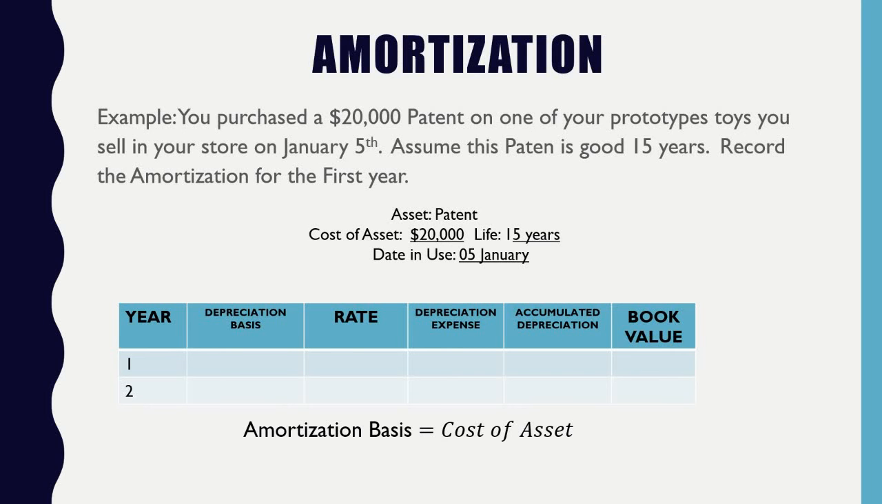We purchased a patent for the protection of the idea. That's what a patent is. And we decided that it cost $20,000 to put a patent on this idea. Once again, the estimated useful life is 15 years, and the date that you place it into service is January 5th. In this case, we're following the same rules as straight line.